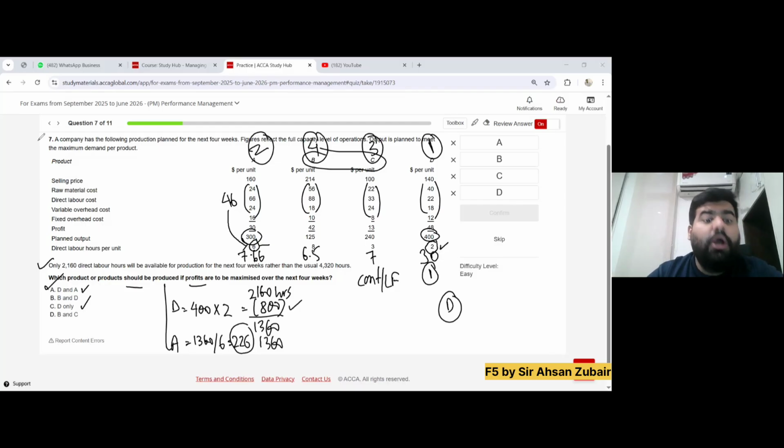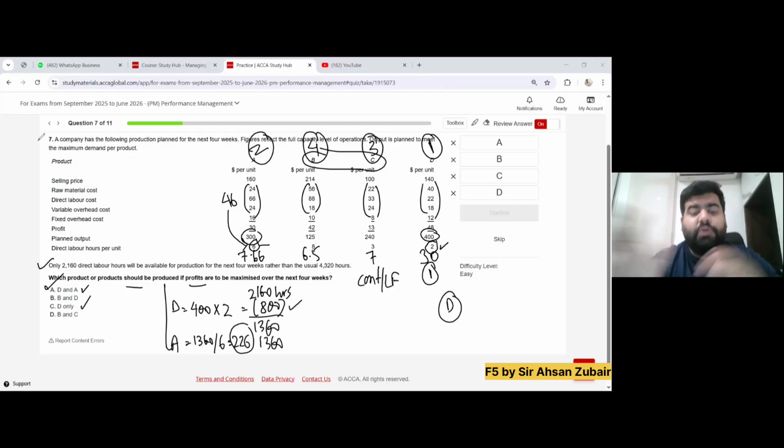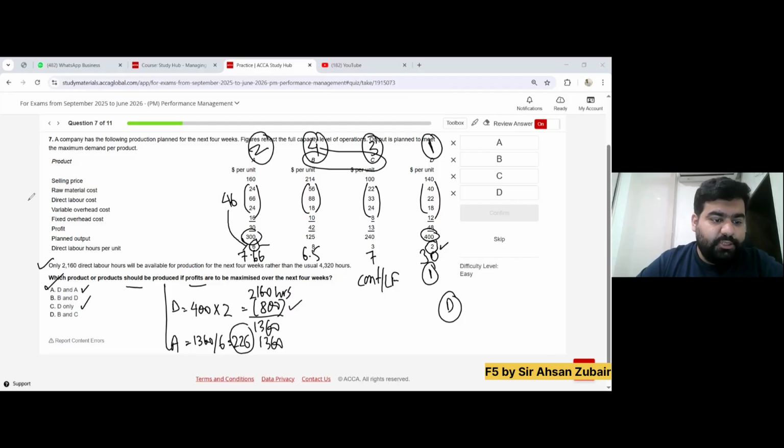If, for example, the total 2160 hours you are having were utilized only on D, then C would be the answer. But here we are seeing that D is only requiring 800 hours out of 2160, and the remaining hours you can utilize on A. So you can make both of the products, D completely and A only 226 units, obviously to maximize your profit. So A is the answer. Let's go to the next question.